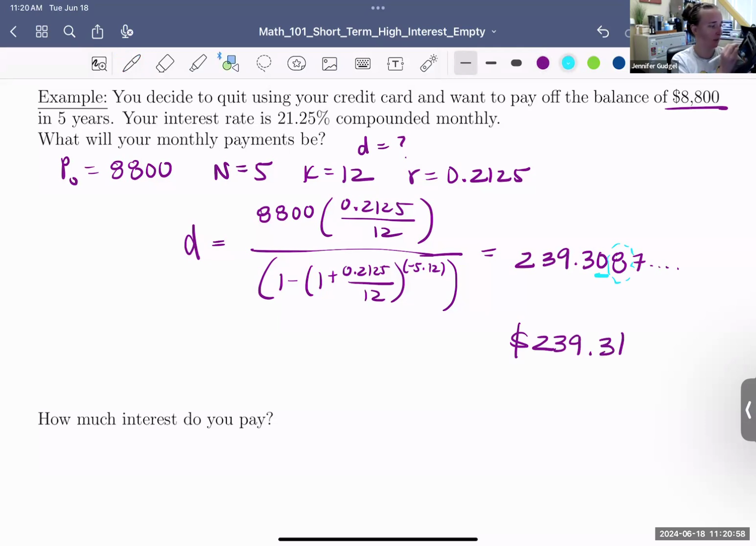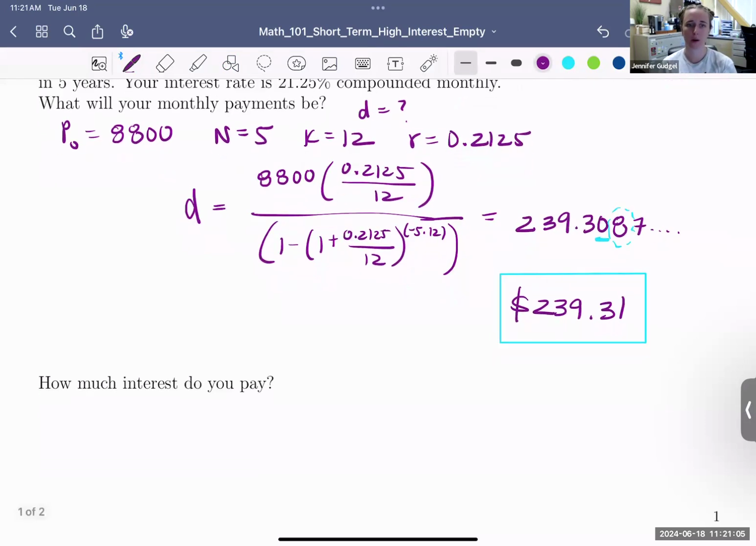All right, so that is a monthly payment of $239.31. We round that 0 up because there is an 8 that follows. That is 5 or above, so we round that 0 up.